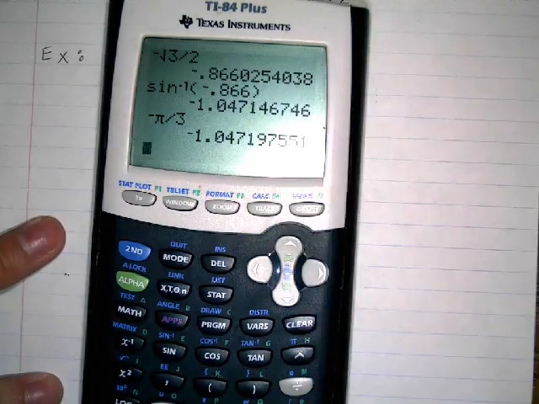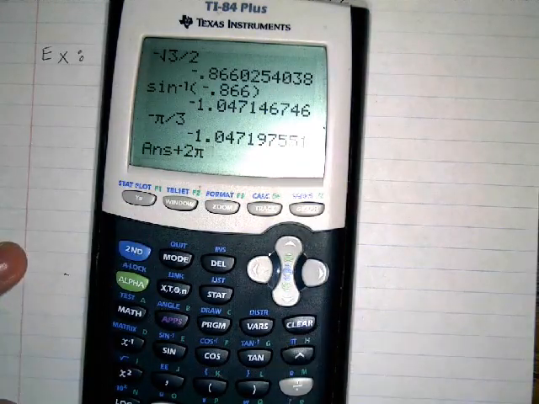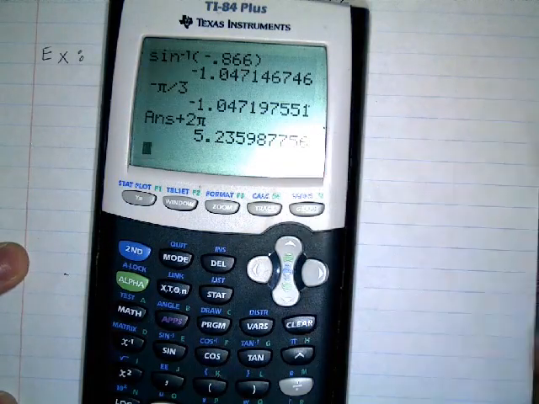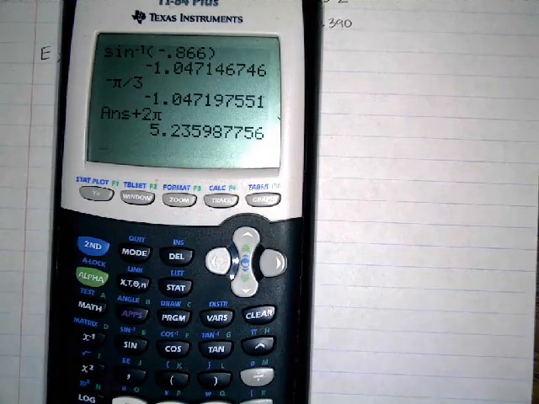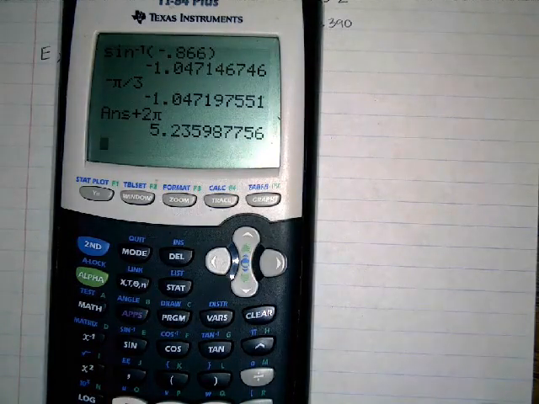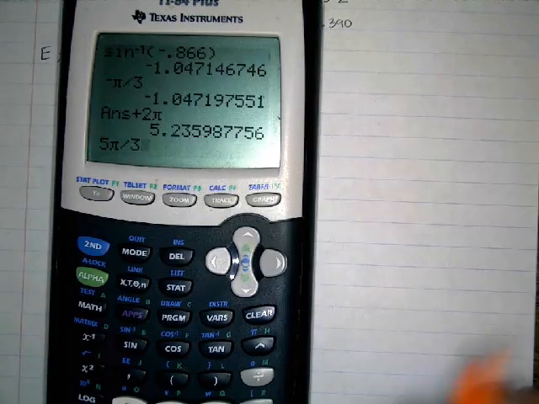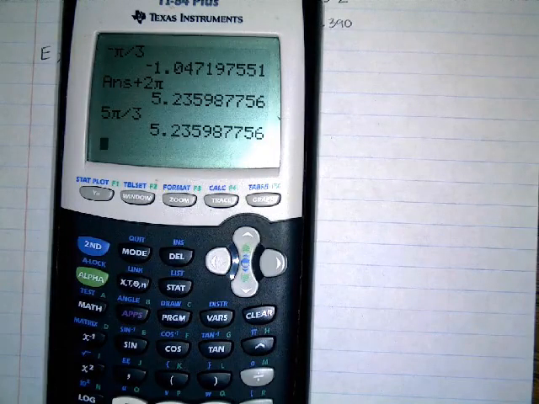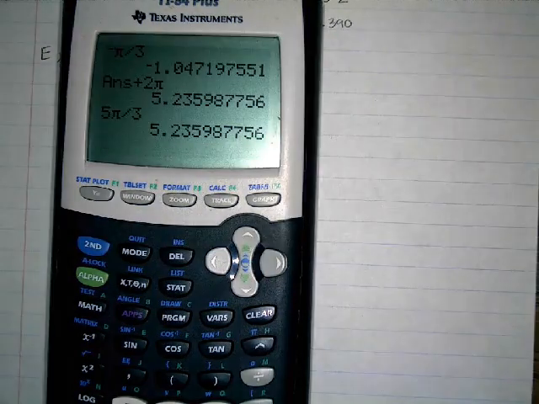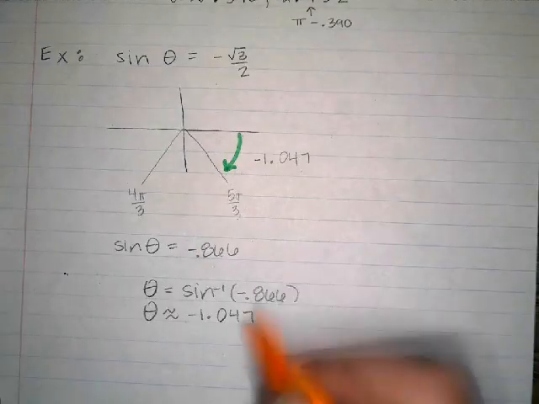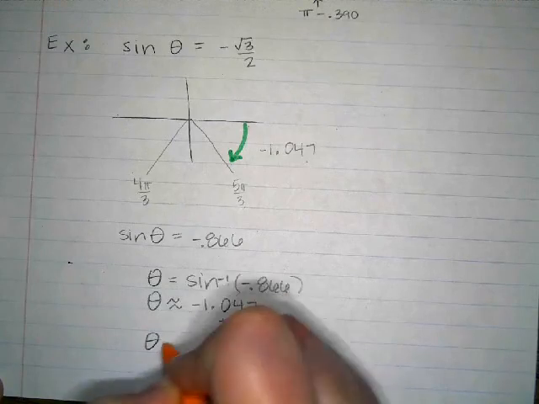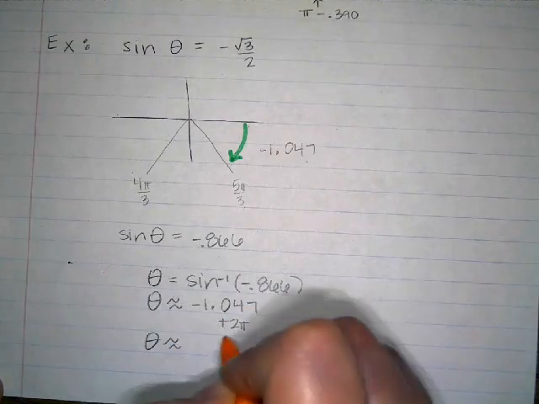So now that I added 2 pi to this, what answer should it be at this point? It should be 5 pi thirds now. So now if I check it, 5 pi thirds, that's what I just found, 5 pi thirds. Are we all comfortable with that? We can see exactly what's happening. Okay, so now I'm going to do plus 2 pi. So this is 5.236. That's the answer that they wanted.